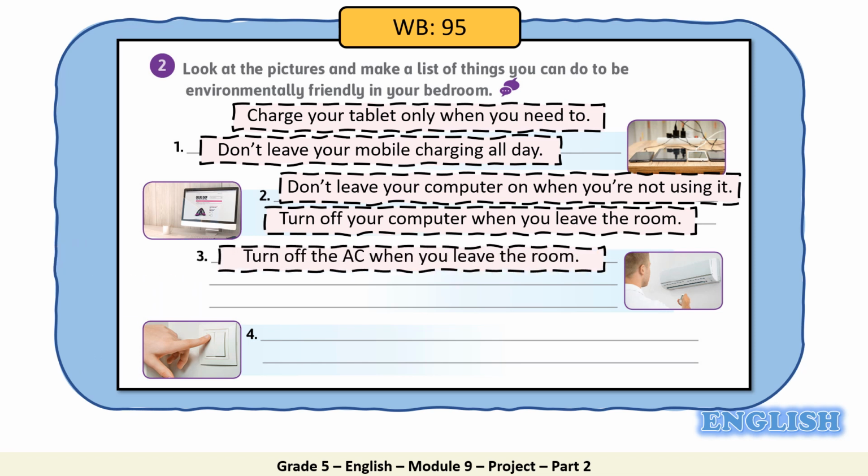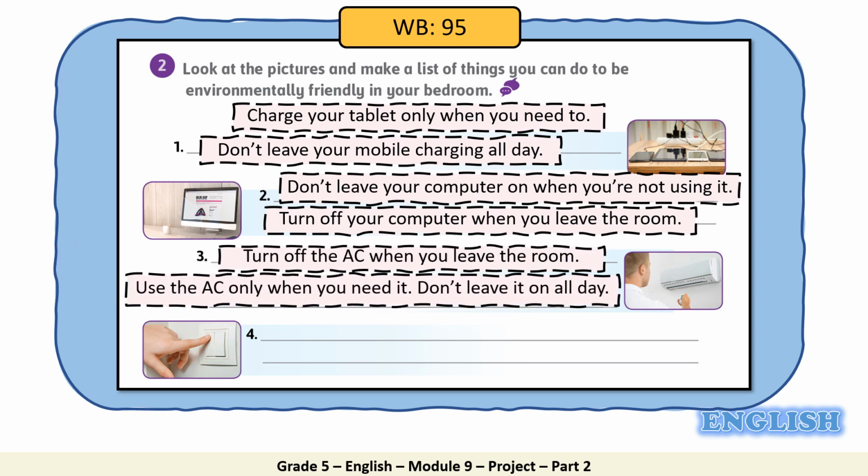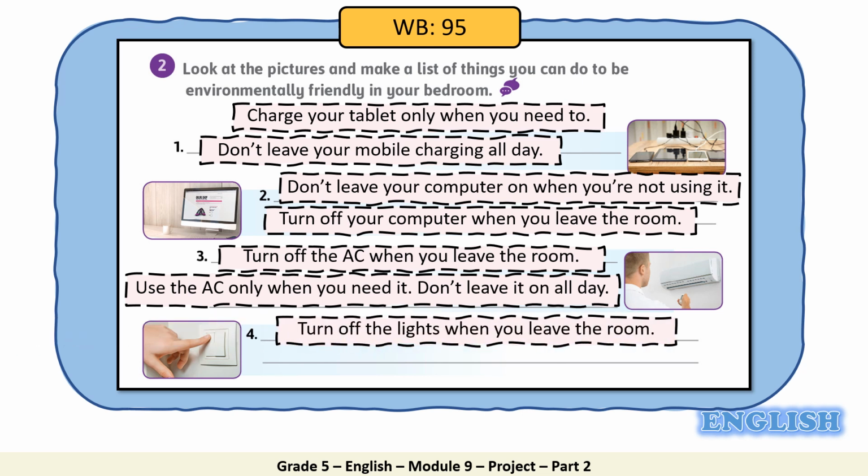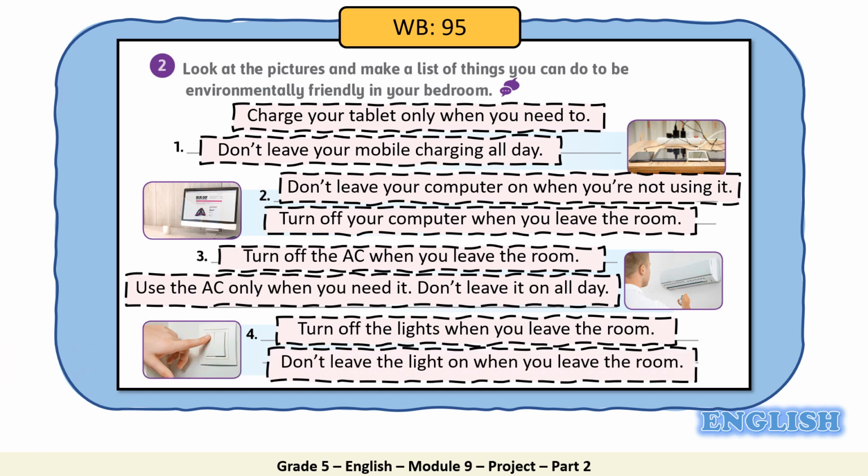Number 3. Turn off the AC when you leave the room. Use the AC only when you need it. Don't leave it on all day. Number 4. Turn off the lights when you leave the room. Don't leave the lights on when you leave the room.